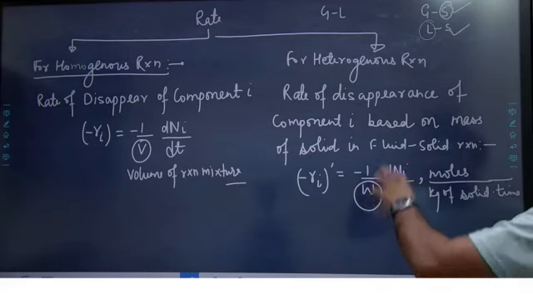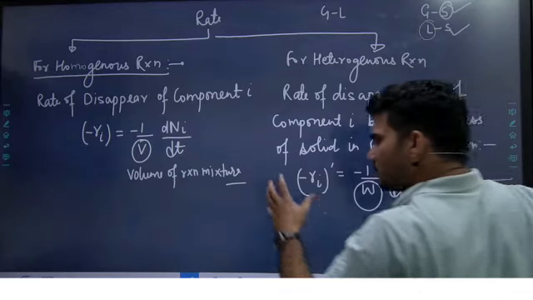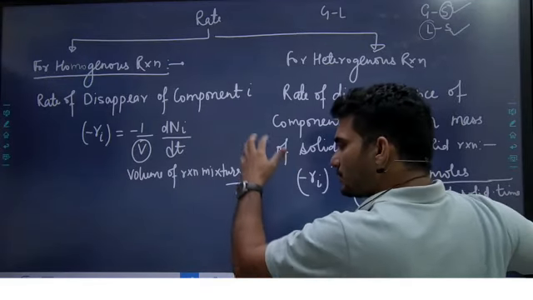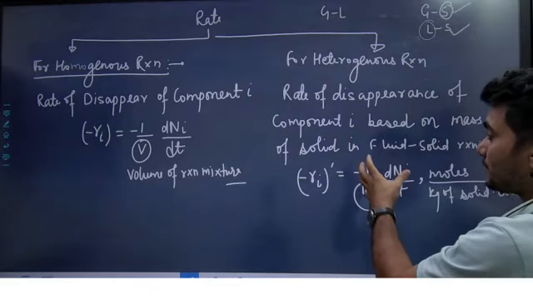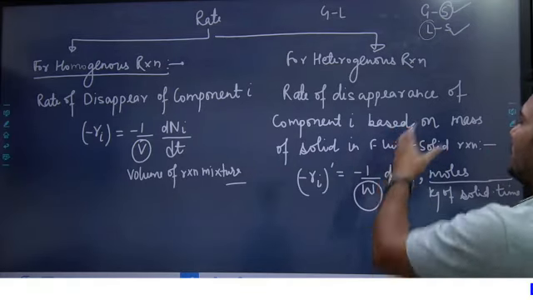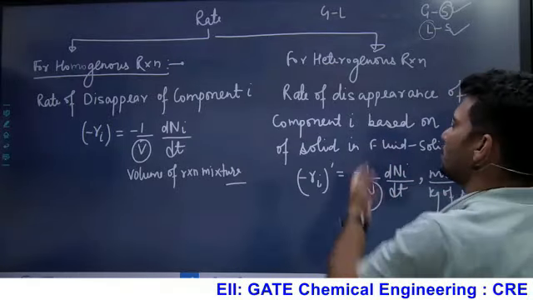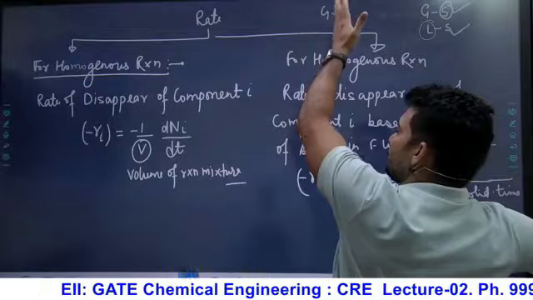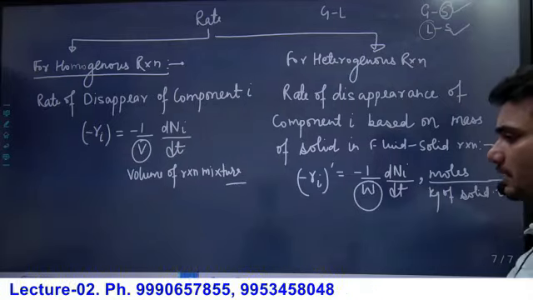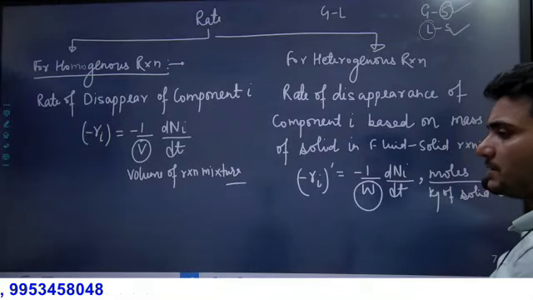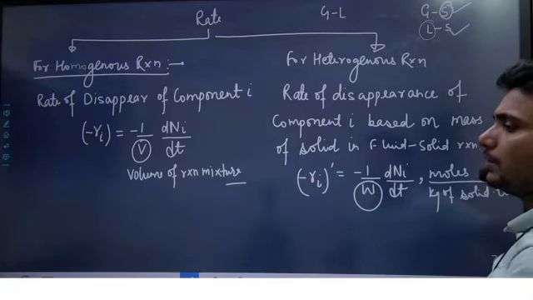So you can define the rate in heterogeneous reaction in various forms. It is not compulsory that you define it based on volume of reaction mixture. You can define it based on mass of solid, surface area of solid, or volume of solid. You can define it based on interfacial surface area of the fluid reaction system. You can define the rate based on volume of the reactor, or on porosity. You can define the rate based on various factors.